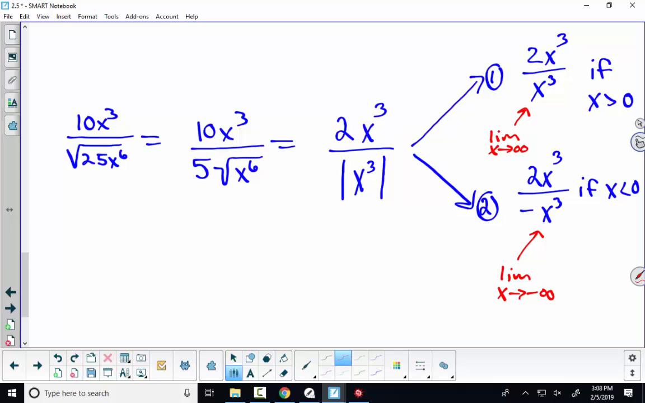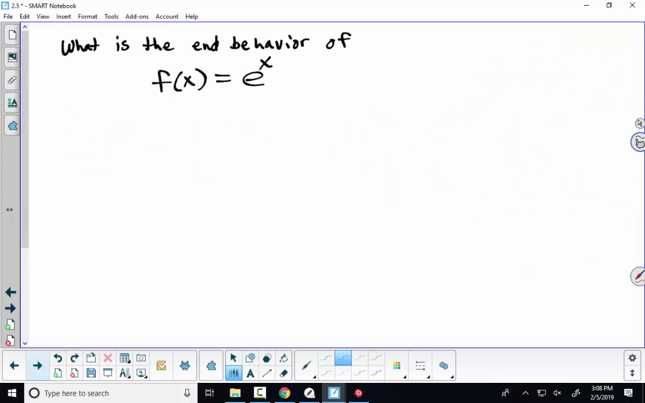Any questions at this point? No? Okay, moving on. So what's the end behavior of e to the x?